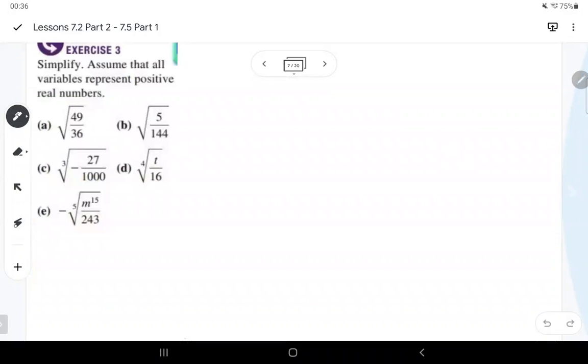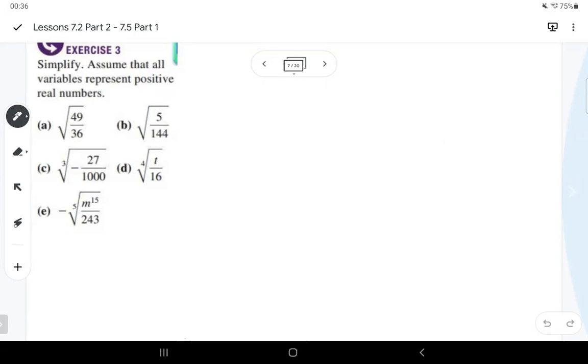Later on, we're going to see that if we have a radical in the denominator, we actually have to do something called rationalizing the denominator. So we will go over that process in a little bit.